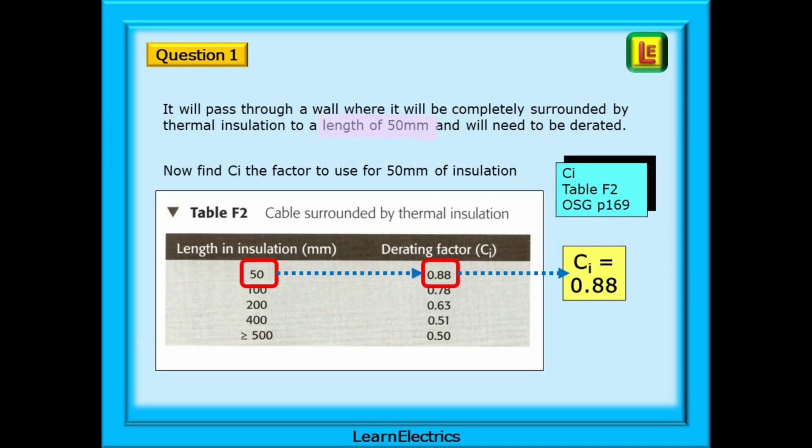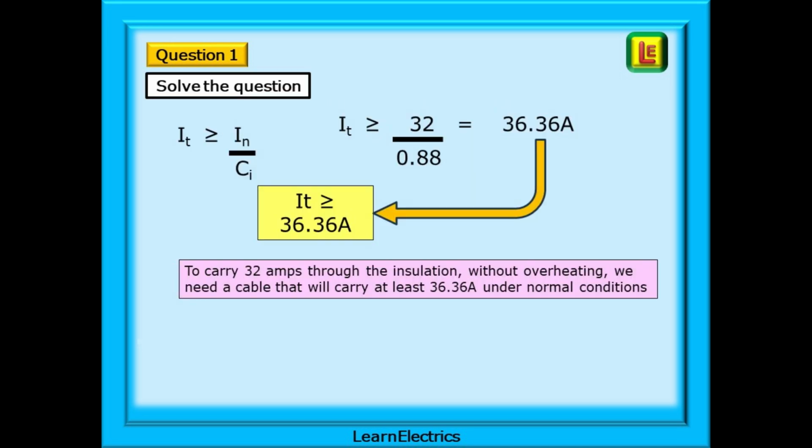The question tells us the cable will pass through a wall where it will be completely surrounded by thermal insulation to a length of 50 millimeters and will need to be derated. CI for insulation is table F2, found on page 169 of the on-site guide. Looking at the table, a 50 millimeter length of insulation has a derating factor of 0.88. Now we can solve the question. As no other conditions apply, we only need to consider CI.